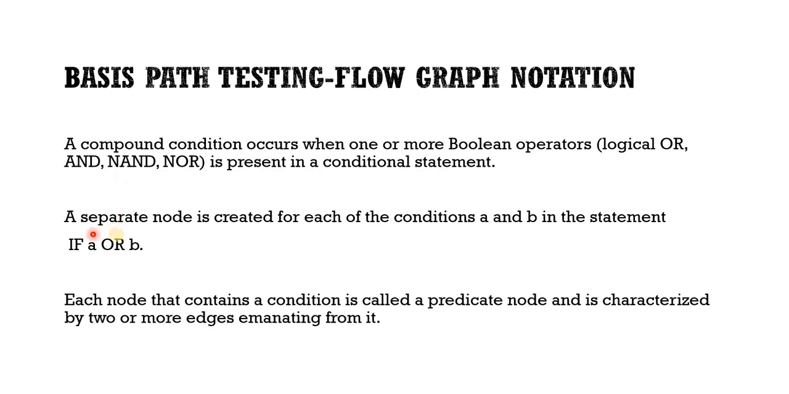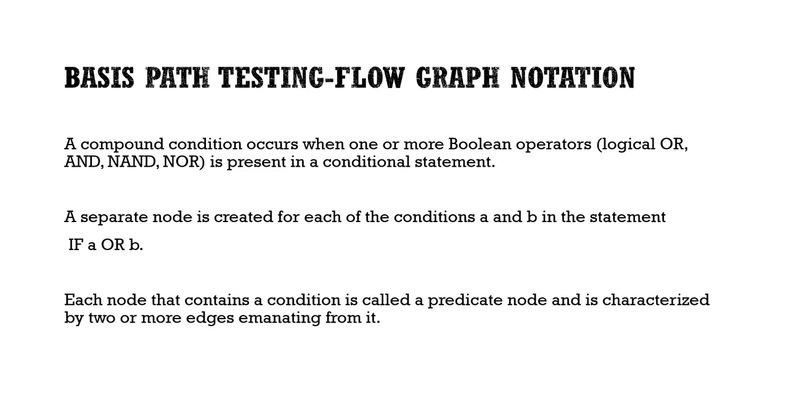Then if there is a condition, what will happen in a flow graph notation? If a compound condition like AND, OR, XOR is there, each node is noted in a different way. A condition is represented in a node called a predicate node, and it is characterized by two or more edges coming from that.